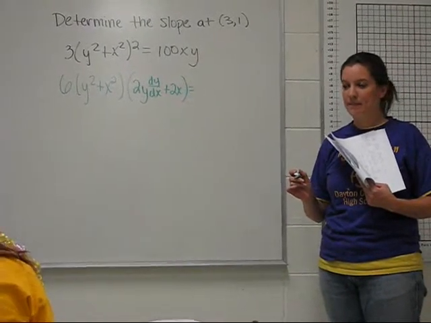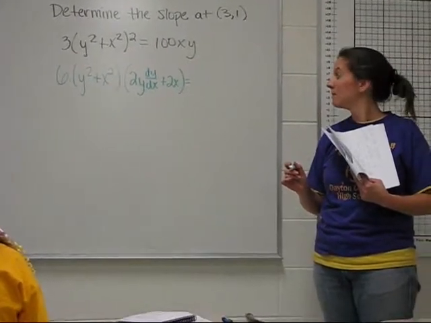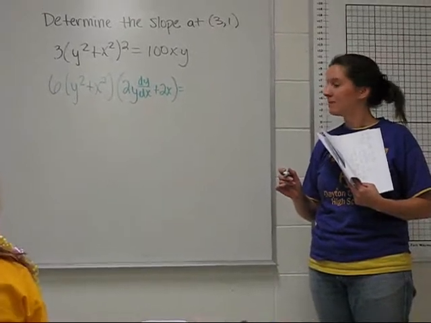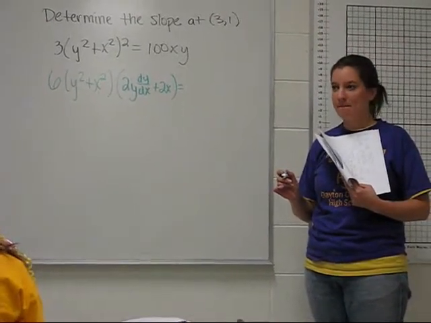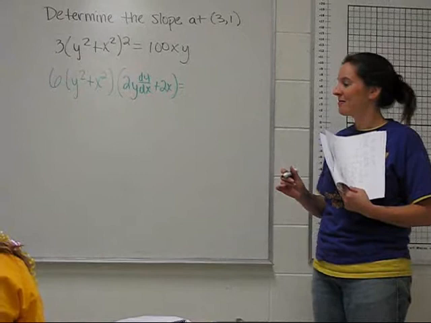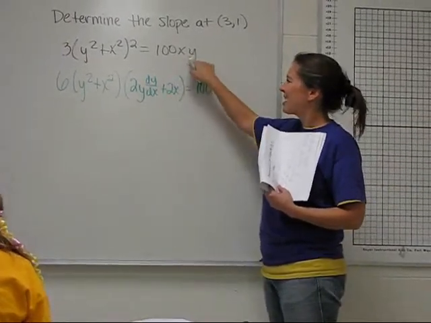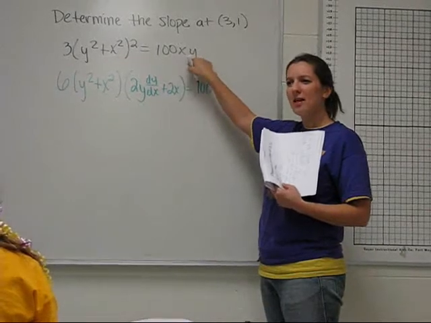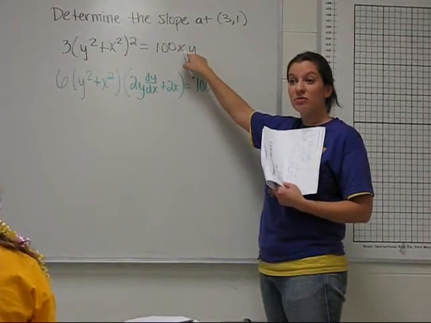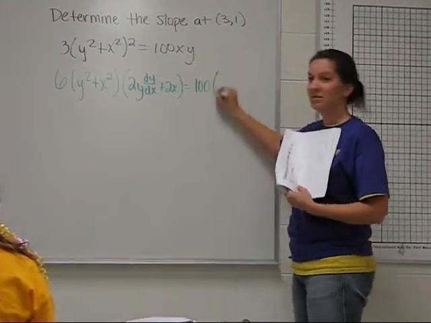I don't know, the chain rule. Where you do the outside part and then the inside part. The inside part had y and x in it, so you have to do that. Oh, I just got it. And now we have 100 x times y. The derivative of x times y, you have to do the product rule. Remember, product rule.